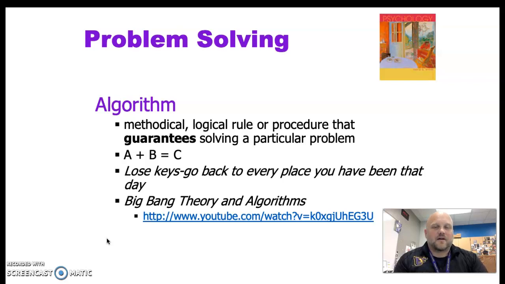Another example of an algorithm would be trying every single step until you get it. So if you lose your keys, an algorithm would just be, I'm going to go back and look at every place I've been to until I find my keys. This is going to be different than what we call a heuristic, which is the other one. But if you try every single step, every single possibility, that's an algorithm.